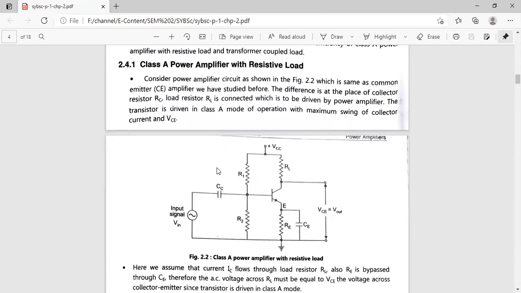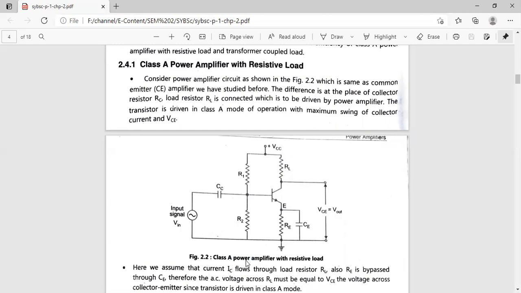Consider the power amplifier circuit as shown in the figure. This is the figure which is shown, and we have to consider this circuit only. It is exactly similar to the previous circuit, the class A amplifier. In the previous chapter, whatever circuit we have seen is exactly similar to this. But instead of having RC, or collector resistance, at this point, we have RL, that is the load resistance. This is the only change we have in this class A power amplifier with resistive load.